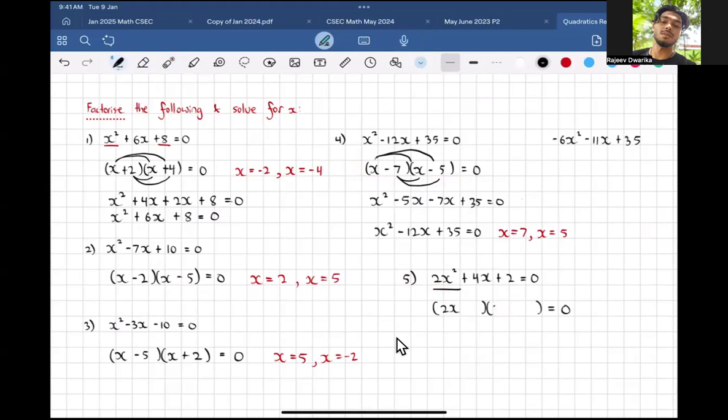So to get 2x squared, I could say 2x by x. And Haley, the next question is, we're going to look at the last term. To get 2, how would you multiply to get 2? 1 by 2. Okay, so this is a kind of trial. Once a is not 1, we have to kind of guess. So I'm going to put this down. Haley, I put that down. I want you to pay attention to something.